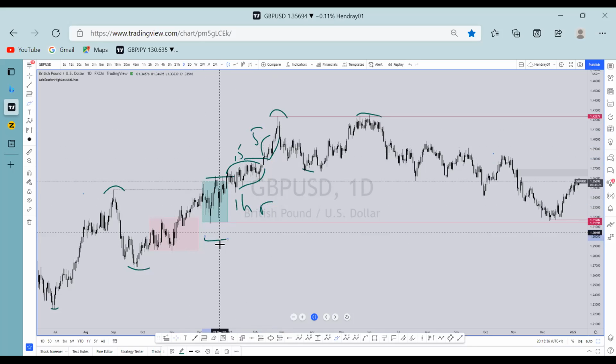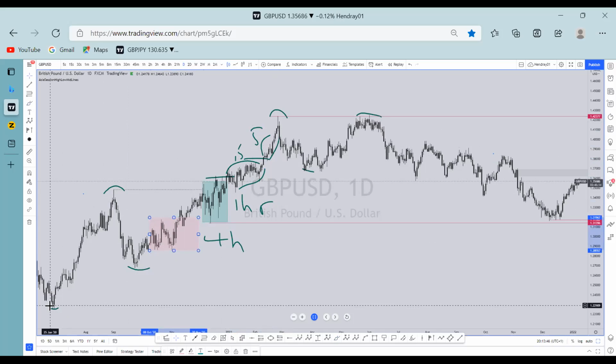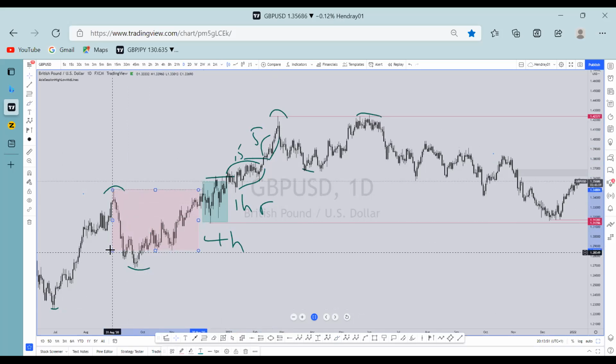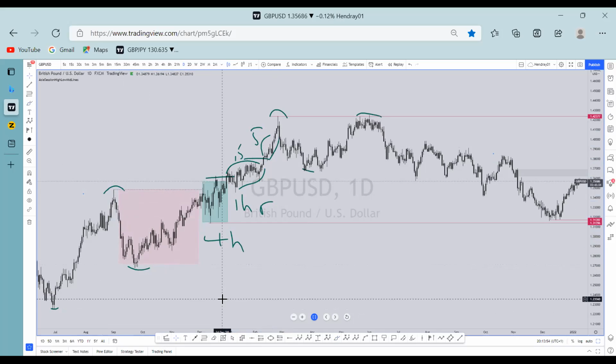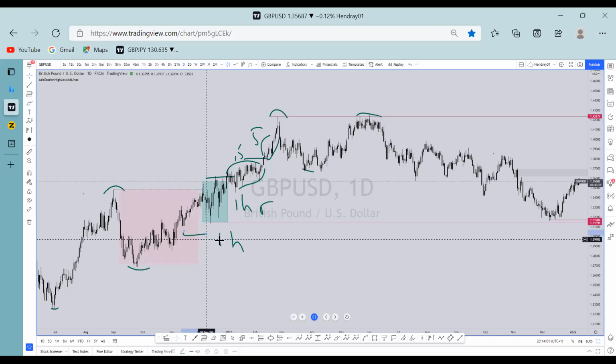5 minutes, 1 hour, 4 hour. Then the major one, daily. Is that understood? Sorry, the internal structure of the daily. Since these are structuring from this low to this high, the whole internal structure will be this. The major internal structure from that high to this low will be this. The whole of that will be 4 hour. So the whole pink zone is 4 hour structure, which is the internal structure of daily.